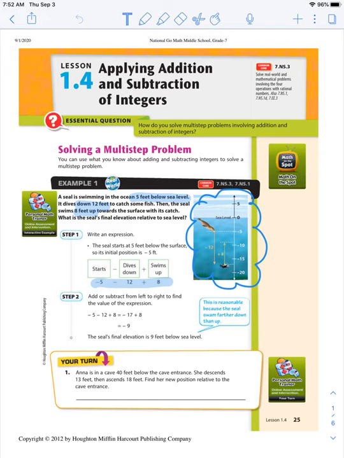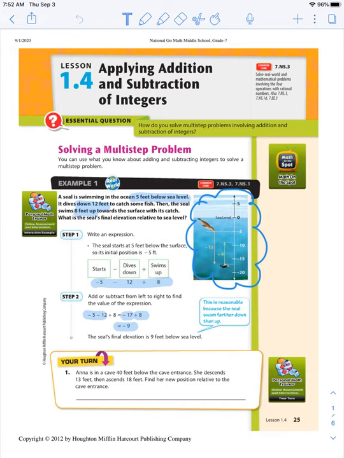So, step 1, we have our expression. Step 2, we're going to add or subtract from left to right to find the value of the expression. So, when we start at the left and move to the right, that means the first operation we're going to do is -5 minus 12, which is -17. Then we can add 8 and get -9.